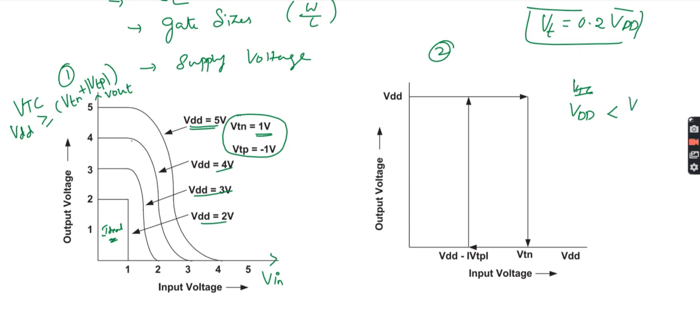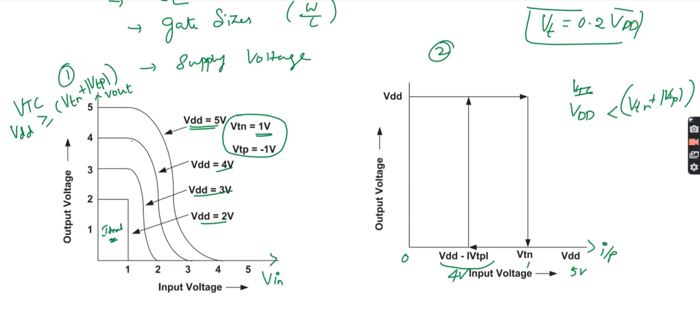If your VDD is less than the threshold voltage VTN plus VTP, then what will happen? See this point, this will be your VDD minus VTP, right? This will be your input voltage. So your input voltage first I have said 0, then VDD minus VTP. What is the voltage? Nothing but here this is VDD, which is 5 volt. This will be your VTN. The VTN is how much? 1 volt. Then VDD minus VTP minus 1, it's nothing but 4 volt. For example, it is 4 volt.